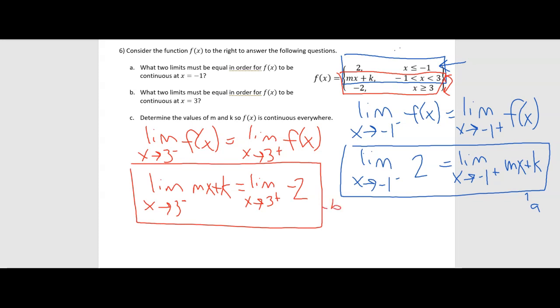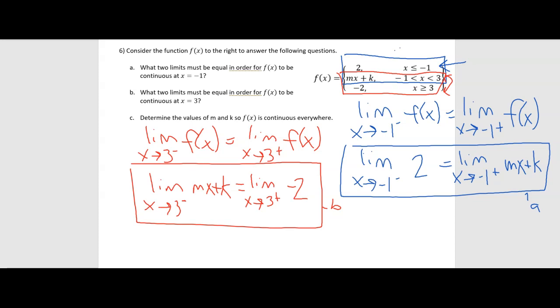Okay, part C says determine the values of m and k so that f of x is continuous everywhere. So if it's continuous everywhere, it has to be continuous at all points, and the 2 points that we need to check are the two x values where the function changes, right? It's a piecewise function and it changes at two different spots, -1 and +3. So to do that, we need to substitute into these limit equations to get rid of the limits, right?